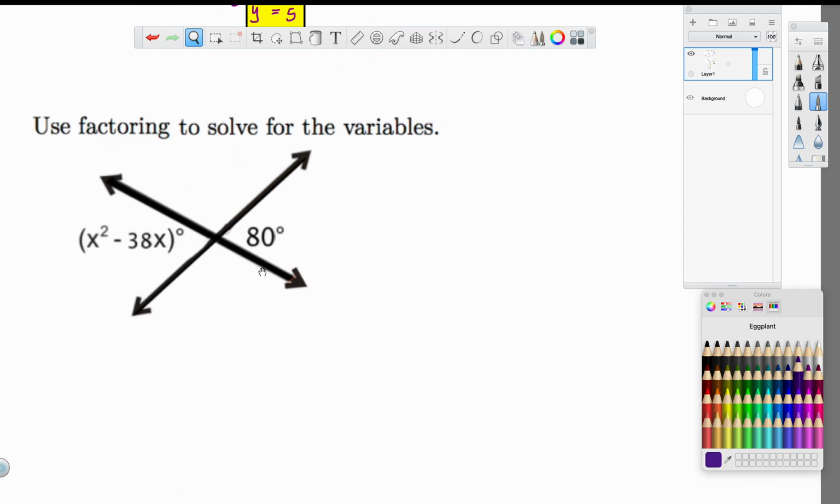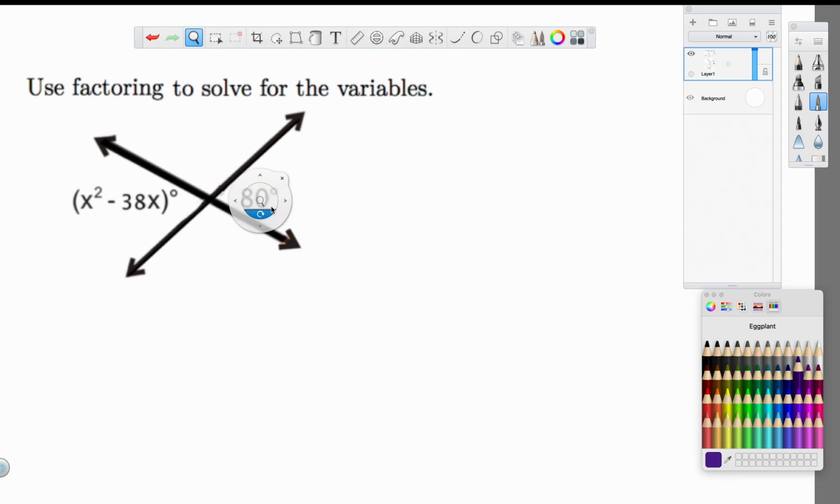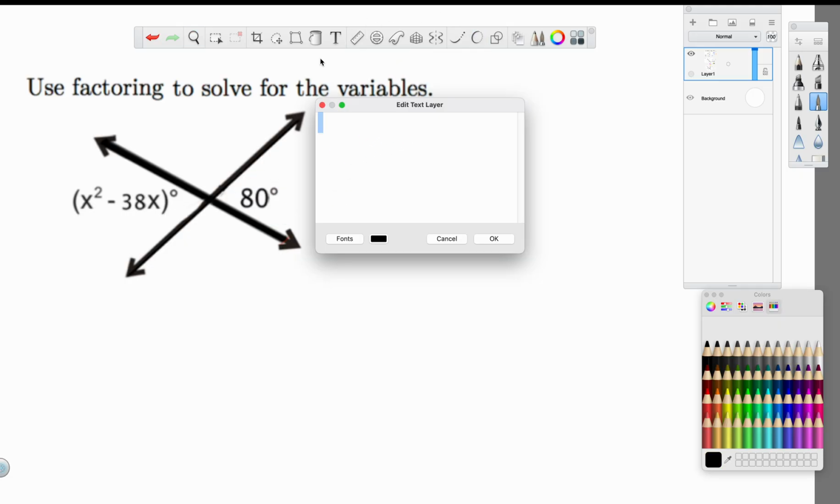Last one. Okay, use factoring to solve for the variables. Okay, so here we have another pair of vertical angles. Okay, vertical angles are congruent.